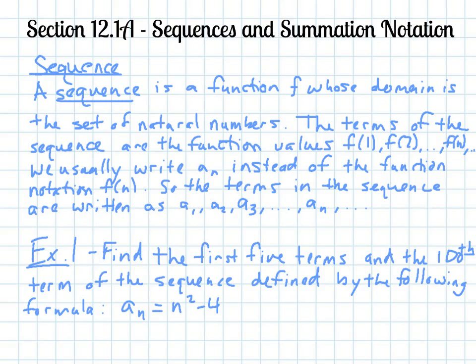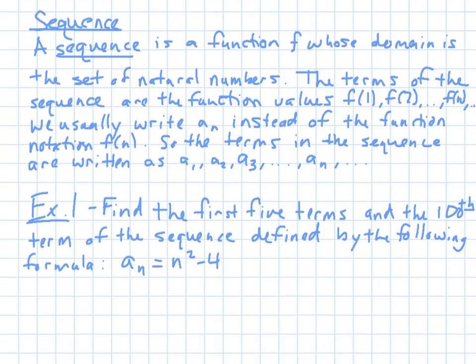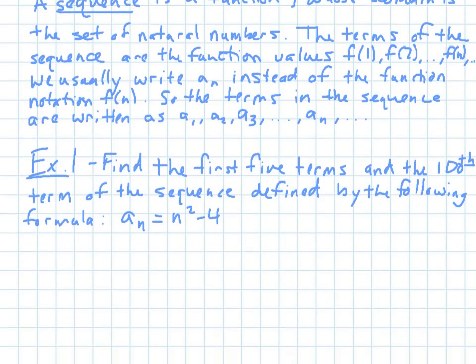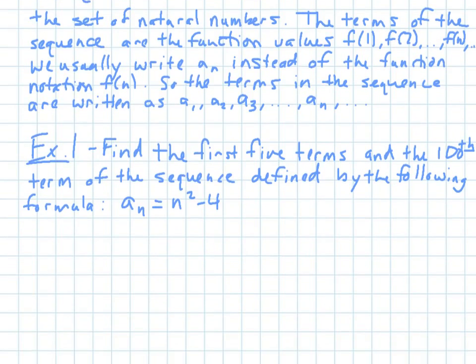Okay. So example 1 here wants us to find the first 5 terms and the 100th term of the sequence defined by the following formula. So a sub n equals n squared minus 4. So for this, if I'm looking for the first term, that 1 is my n value, so that's what I'm going to plug in for n. That's kind of how it's like function notation, where before it was like f of 1, so the 1 is what you plug into your variable inside, and so now we just have a different variable, or different notation. So 1 squared minus 4 gives us negative 3.